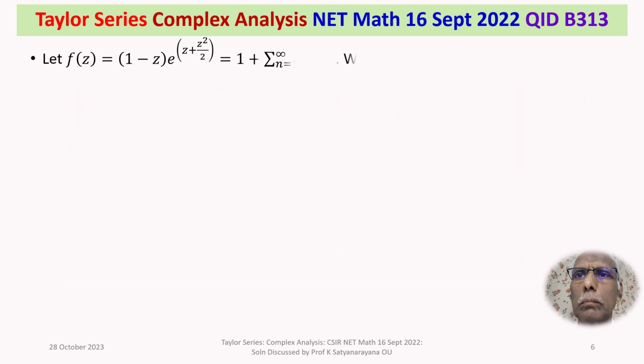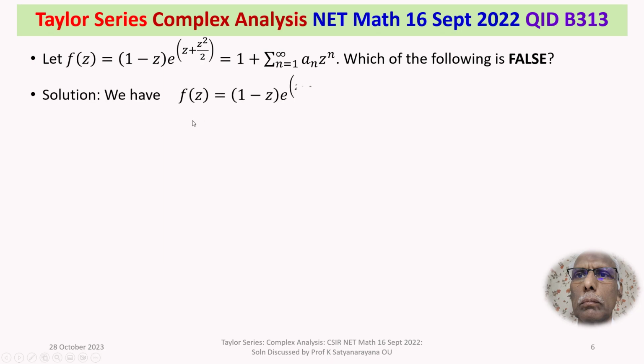We now discuss the solution of the problem in detail, and we have the function f of z is equal to 1 minus z into e power z plus z square by 2, that is given to be equal to 1 plus sigma n is equal to 1 to infinity a n z to the power of n. This is the Taylor's expansion of this function f z about z is equal to 0. Anyway, now let us discuss the options one by one.